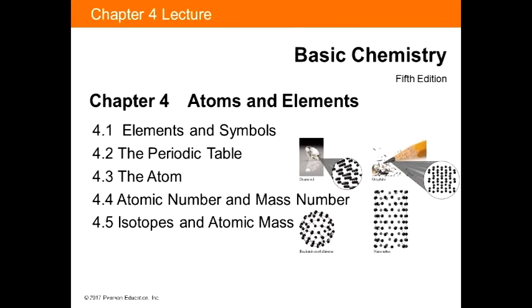Okay, chapter 4 of Pearson Basic Chemistry. We're going to look at elements and symbols, the periodic table, the atoms, atomic number and mass number, isotopes, and atomic mass. There you have it. You're going to note the mass number versus atomic mass. It's what you're going to hear us talk about, right? Is everybody with us? So we're going to talk about these concepts.